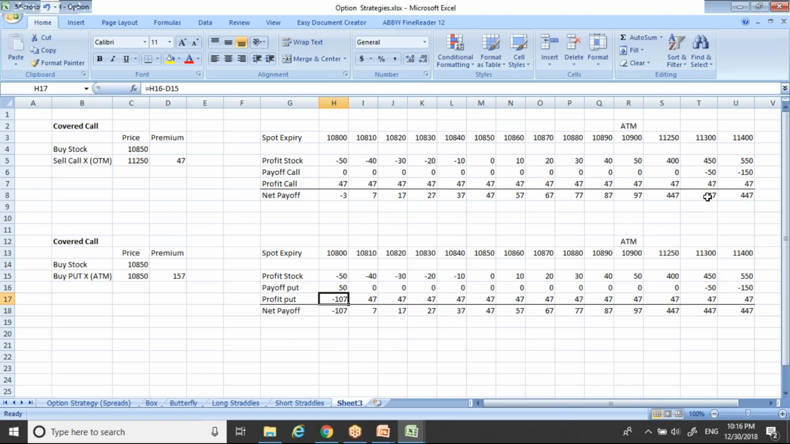Am I doing something wrong in calculation? Payoff from call is 50 and profit from call is like 47. That is the premium you receive. Payoff of this thing, and the profit is not like that. It is not the profit, it's the premium.